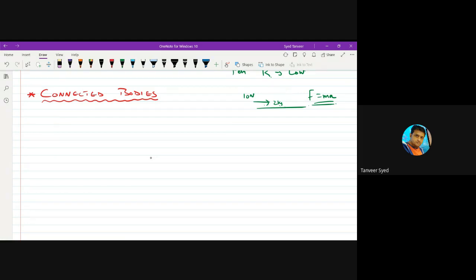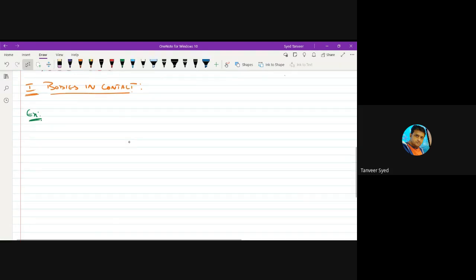If two or more bodies are connected together and they are moving as a system, and you are asked to find out the acceleration of the system or how much force is needed to move that system, questions like this, then what should you do? That's what we study in connected bodies. In this, the first kind of concept is bodies in contact. What is this? We'll understand all these things with examples directly.